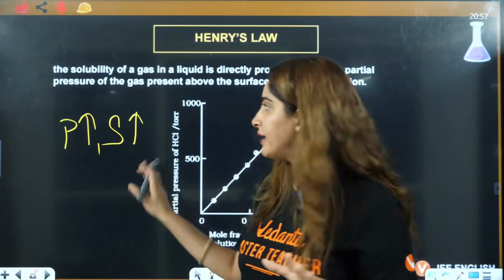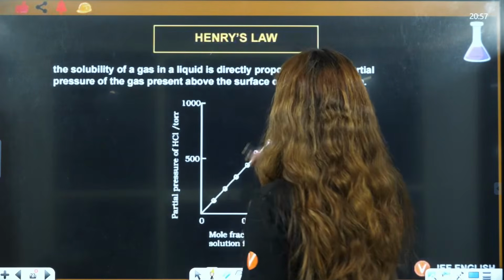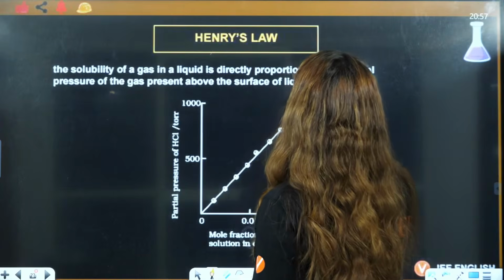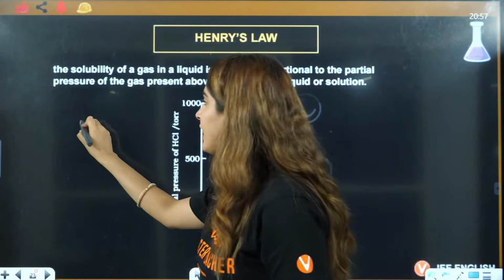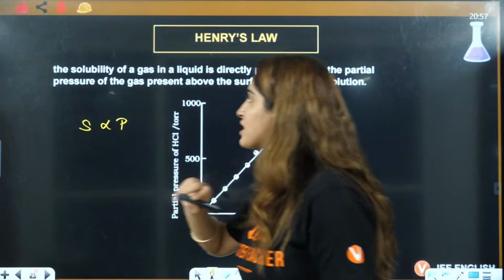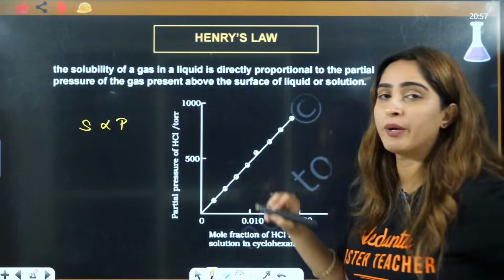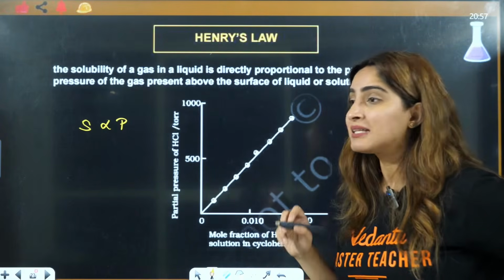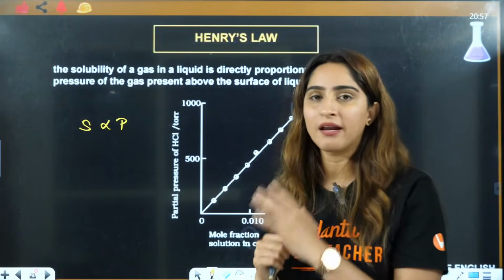Same thing Henry said. Henry said that the solubility of a gas in liquid, right, that is directly proportional to the partial pressure of the gas. That means solubility is directly proportional to partial pressure of the gas present above the surface of the liquid or the solution, right? That is dependent on the partial pressure of the gas, right? This is what Henry told.